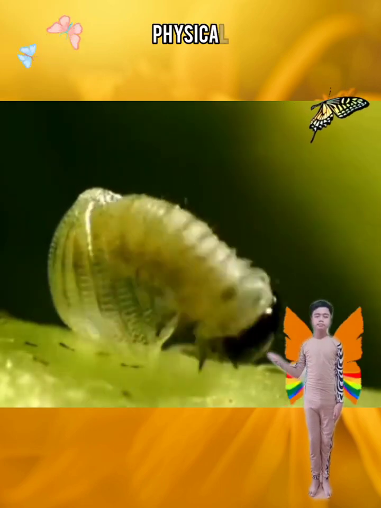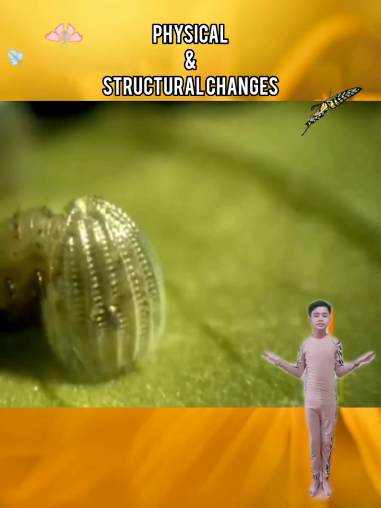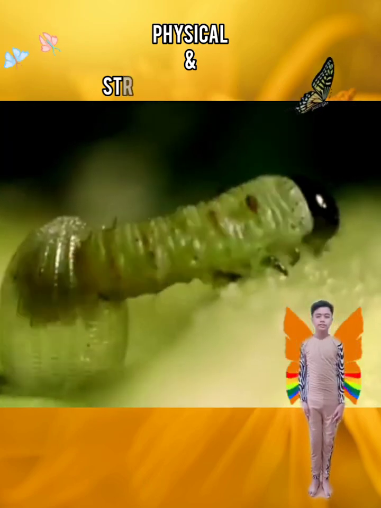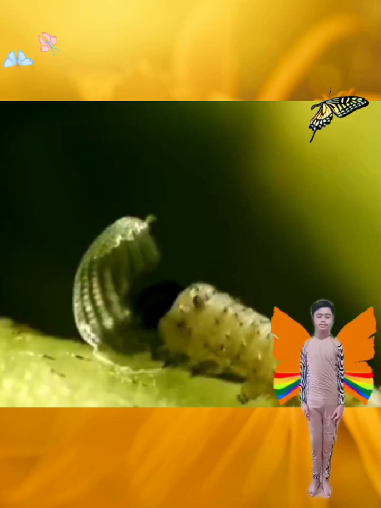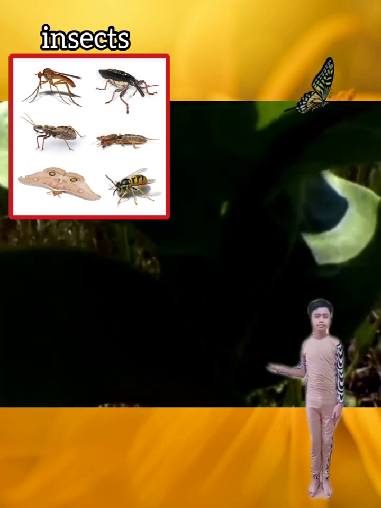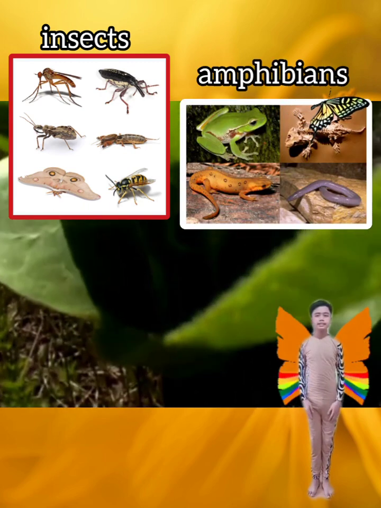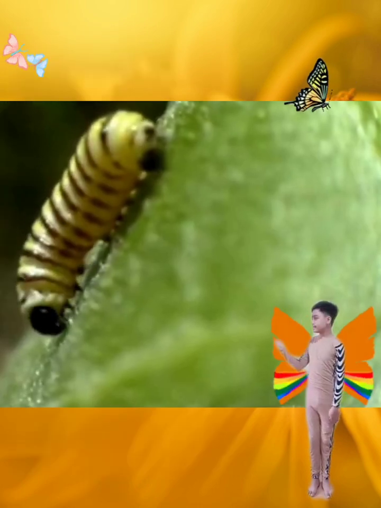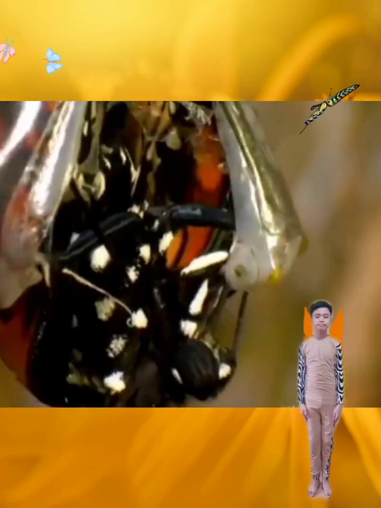It involves a series of physical and structural changes that enable the organism to adapt to new environments and lifestyles. This process can be seen in insects, amphibians, and some fish. For example, a caterpillar transforming into a butterfly is a type of metamorphosis.